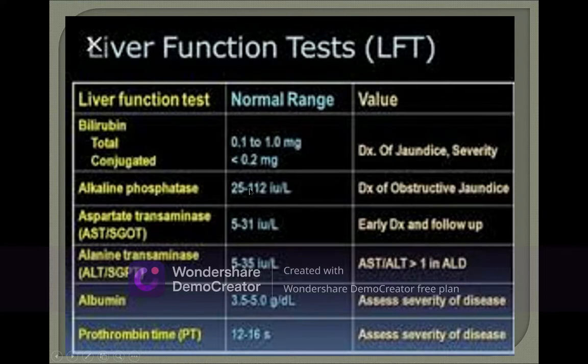The liver function test. What do you mean by hemolytic jaundice? It is called prehepatic jaundice. I am repeating it again. Here the total bilirubin will be increased, but unconjugated hyperbilirubinemia will be there. Along with it, the liver enzymes are not disturbed. They are normal. Albumin and everything will be fine.